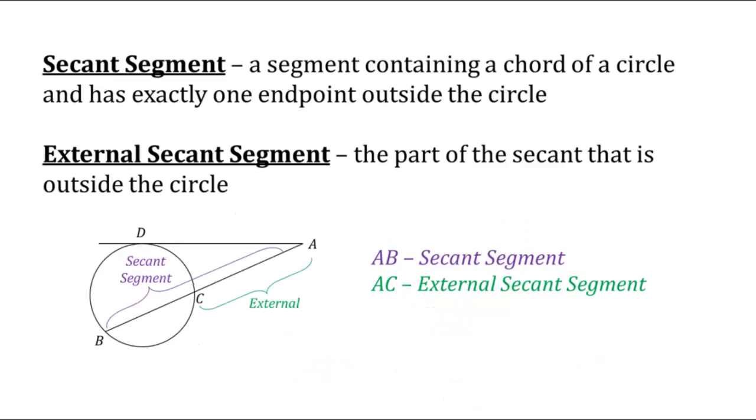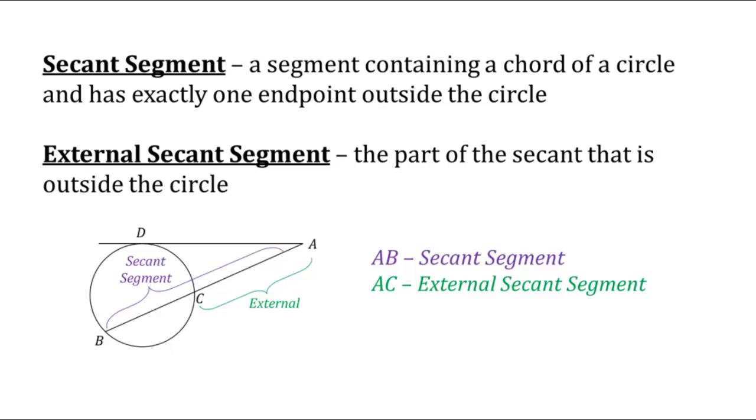All right, next I want to talk about secant segments. A secant segment is a segment containing a chord of a circle that has exactly one endpoint outside the circle. So one endpoint on the circle, one endpoint outside the circle. And then the external secant segment is the part of the secant that is outside of the circle.